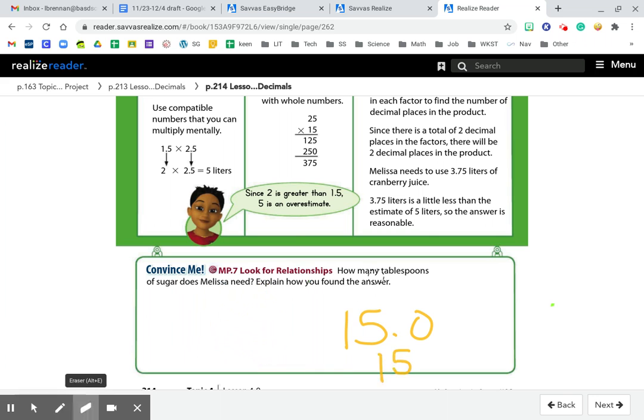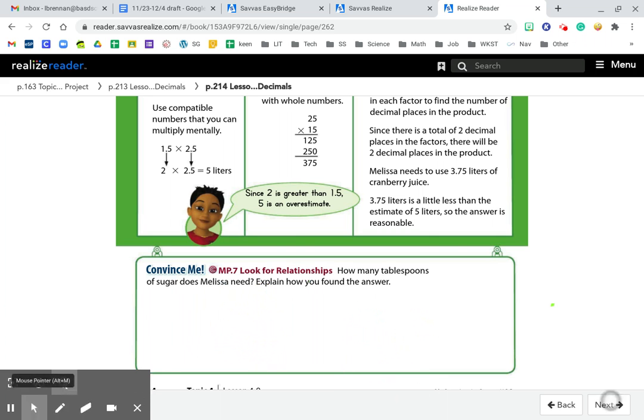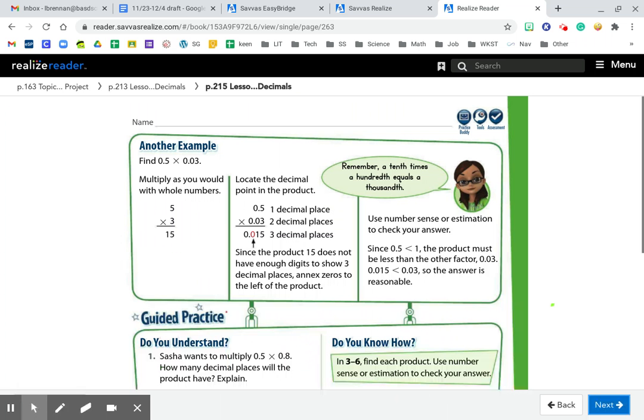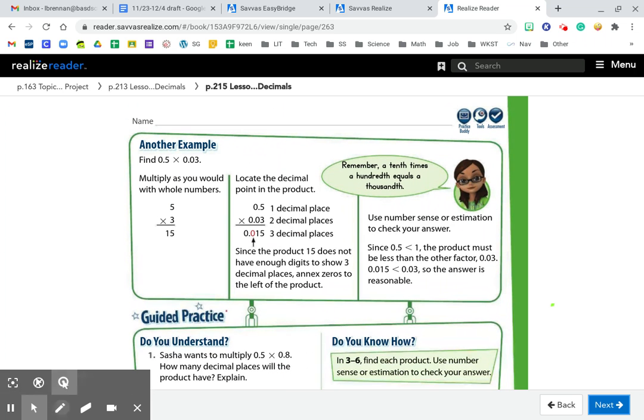So as we're moving on, we're going to look at another problem to go over before we start our guided practice. On the next page, find 0.5 times 0.03. Well, we know 5 times 3 is 15. And if you're not getting this, this is a great little model right here. It really walks you through.